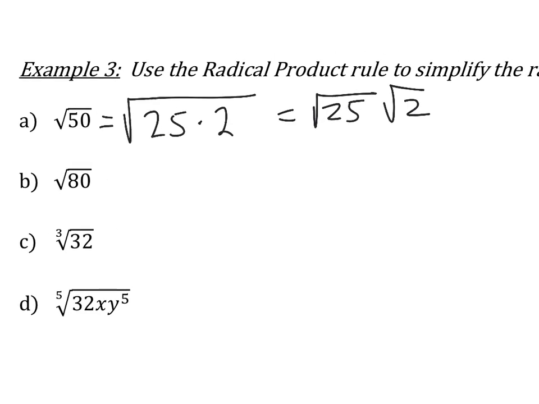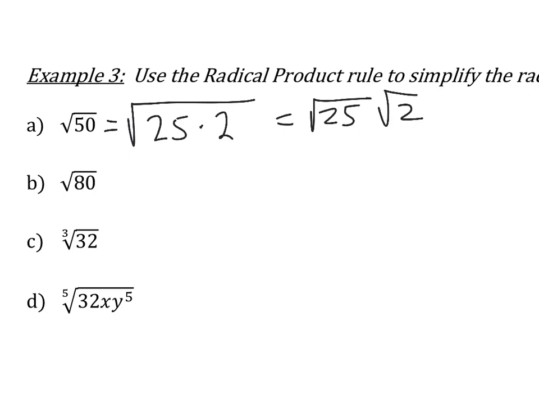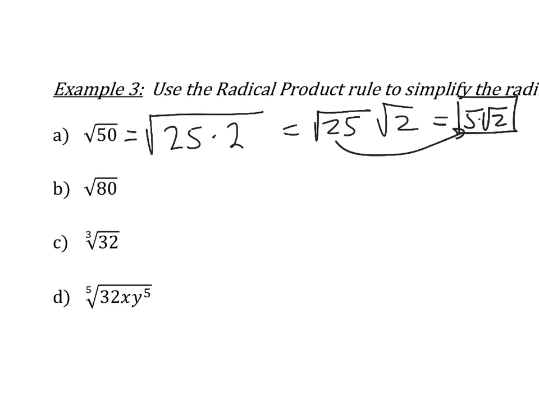We know the square root of 25. We don't know the square root of 2. So this square root of 25 becomes 5, and the square root of 2. So it's 5 times the square root of 2. That is simplified.